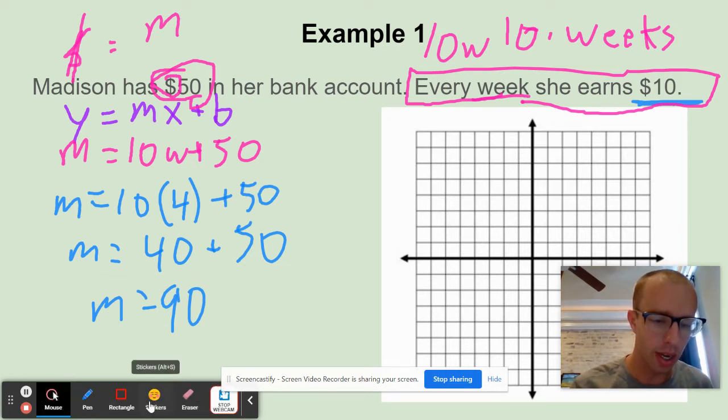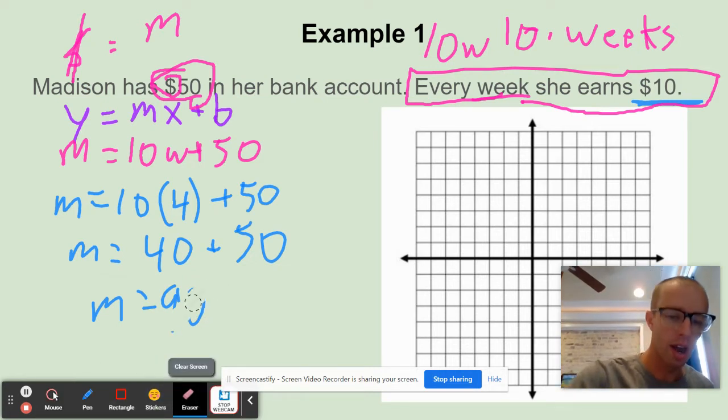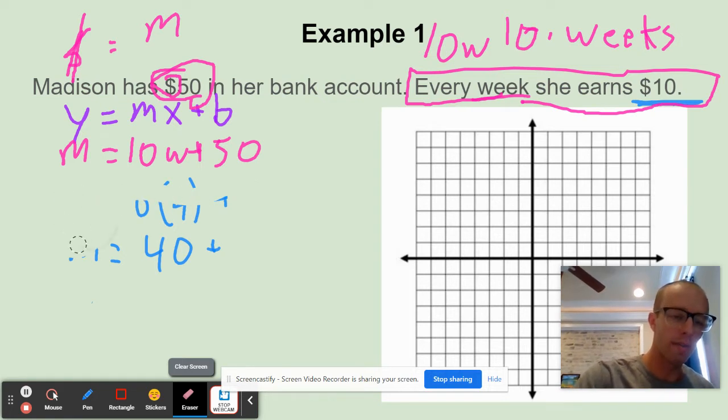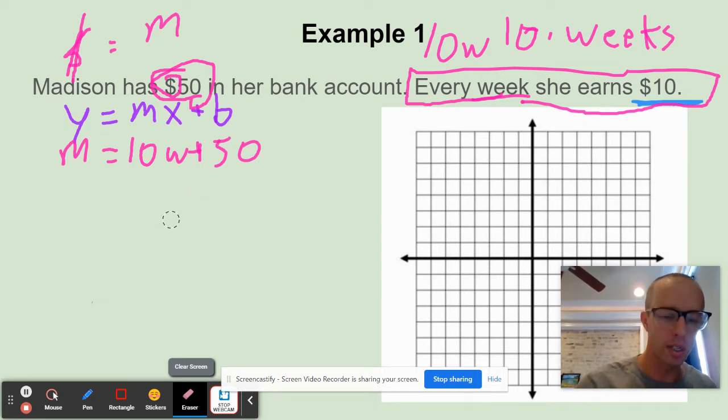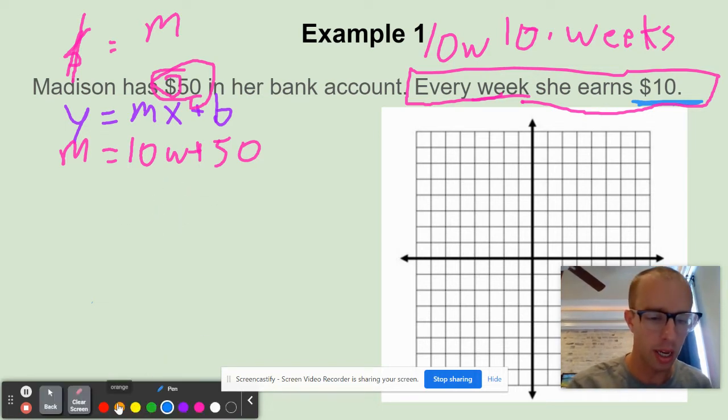So now I have an equation. Let me erase some of this stuff here. I have an equation, but I'm given the story, and I'm asked to come up with an equation, table, and graph. So now I'm going to make my table next. I didn't give you a table because you need to get kind of used to making these T-charts.